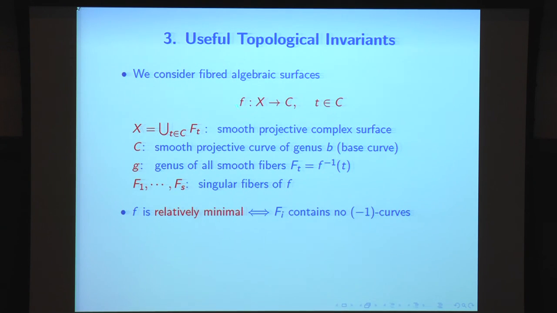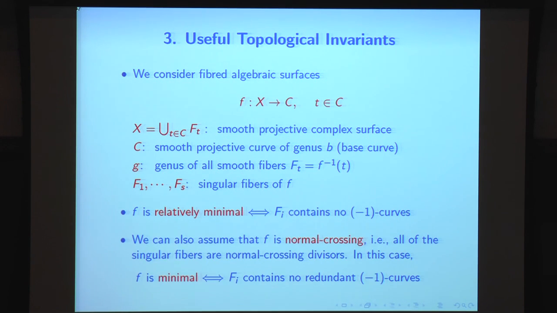So here we give some notations. Ft is a fiber. C is the base curve. T is the parameter. G is the genus of a smooth fiber of this fibration. And then F1, F2, Fs are the singular fibers of the fibration. F is called relatively minimal if the singular fiber contains no minus one curves. If the fibration is a normal crossing fibration, this means all of the singular fibers are normal crossing divisors, and we can call F minimal. This means Fi contains no redundant minus one curves.